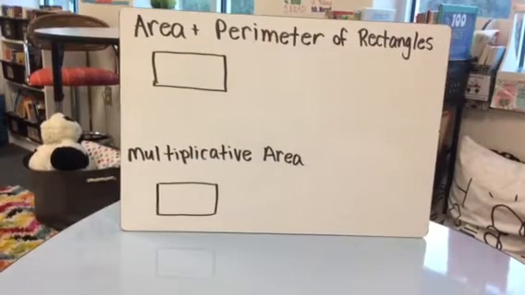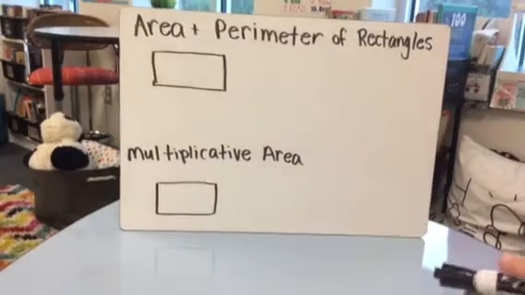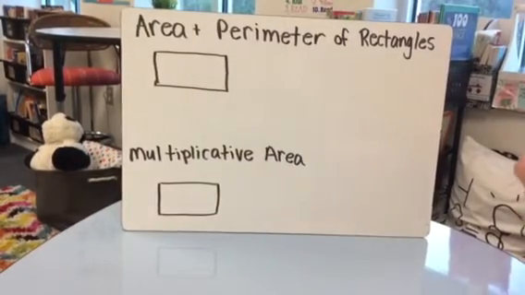Hello mathematicians. Today we are going to talk about area and perimeter of rectangles. So let's get started. First let's review what area and perimeter is.